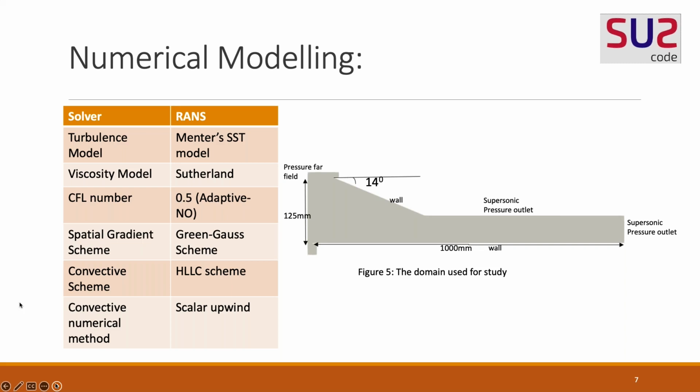On the right-hand side, you can see the domain used for the study. As you can see, the wedge and the flat plate are at a distance of 125 mm. The boundary condition for the inlet is given as pressure far field, and the boundary condition for the outlet is given as supersonic pressure outlet present in the SU2 solver. Here, the basic study is shown for 14 degrees. That is, the angle from the horizontal to the wedge is 14 degrees.